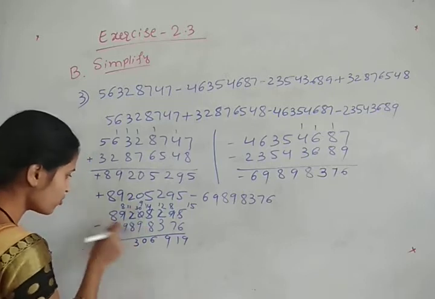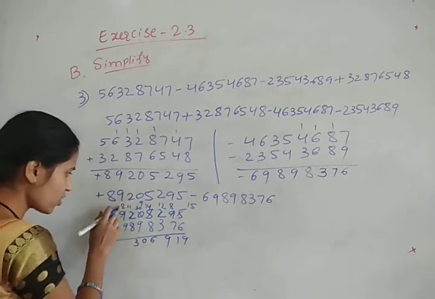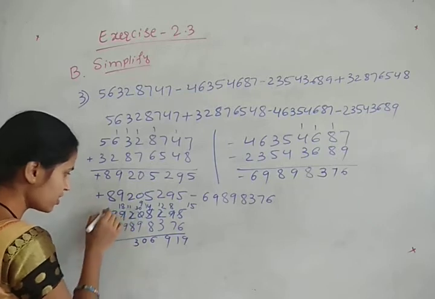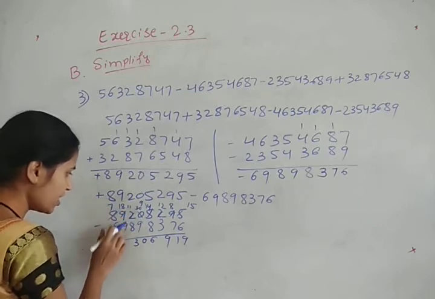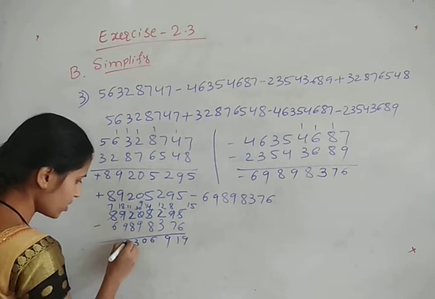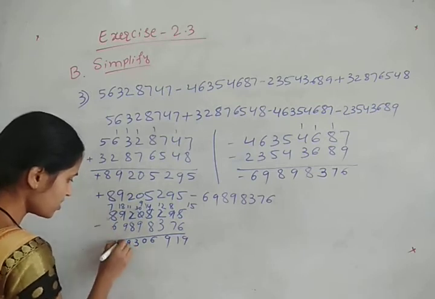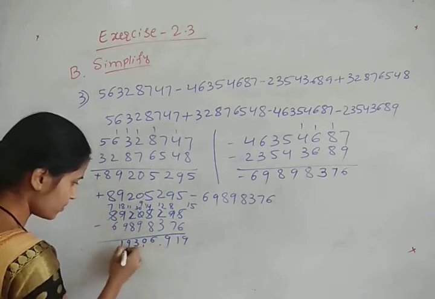For that I will take 1 borrow from this 8. Now this 8 becomes 18. Here we left with 7. 18 minus 9 is 9 only. 7 minus 6 is 1. Okay.